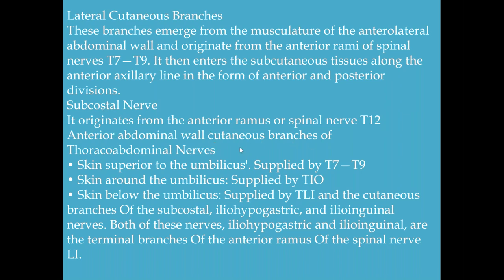This is about the subcostal nerve. And for the thoracoabdominal nerves, this is very important because it is a quick question: the skin superior to the umbilicus is supplied by T7 to T9, and the skin around the umbilicus is supplied by T10. This is the classic question. And the skin below the umbilicus is supplied by T11 to L1, the continuous branches of the subcostal, iliohypogastric, and ilioinguinal nerves. So this is very important to know about the thoracoabdominal nerve. The skin above the umbilicus is T7 to T9, around the umbilicus T10, and below the umbilicus T11 to L1.